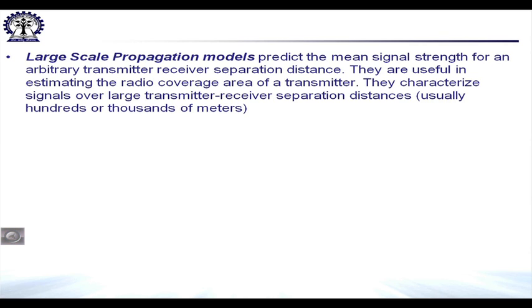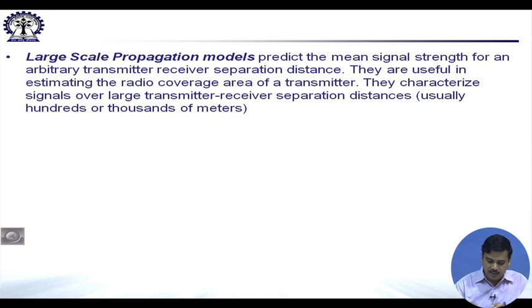Large scale propagation models are basically those which predict the mean signal strength for an arbitrary transmitter receiver separation distance. They are usually used in estimating the radio coverage area of the transmitter. They characterize the signals over large transmitter receiver separation distance.